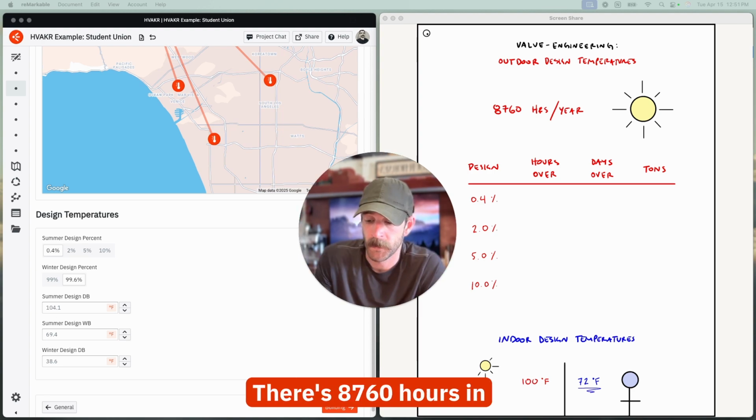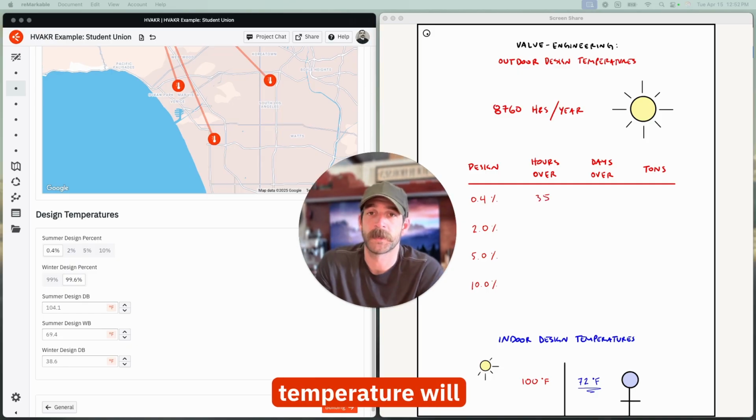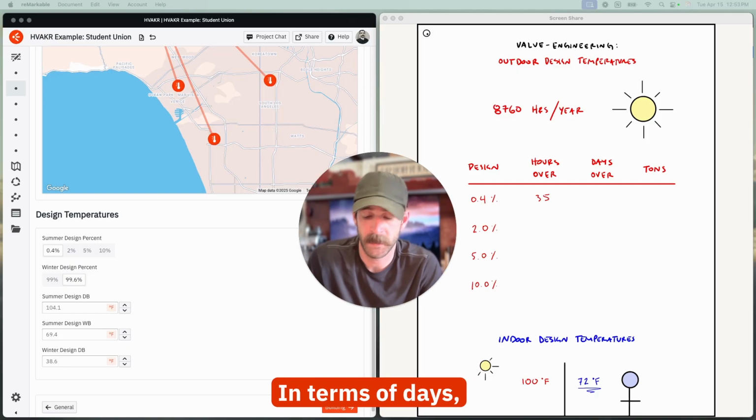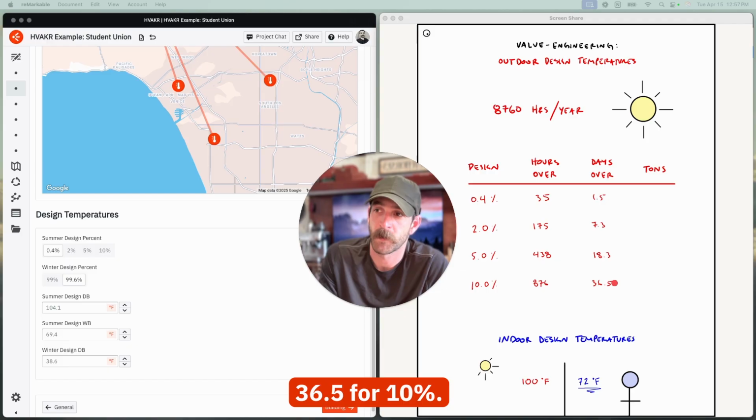Let's break it down. There's 8760 hours in a year with a 0.4% design. That comes out to 35 hours during which the temperature will exceed our design. In terms of days, that's 1.5 days. Breaking it down further, that's 7.3 days for 2% and 36.5 for 10%.